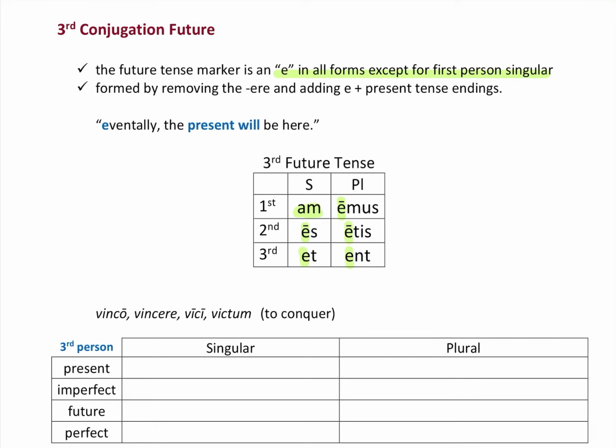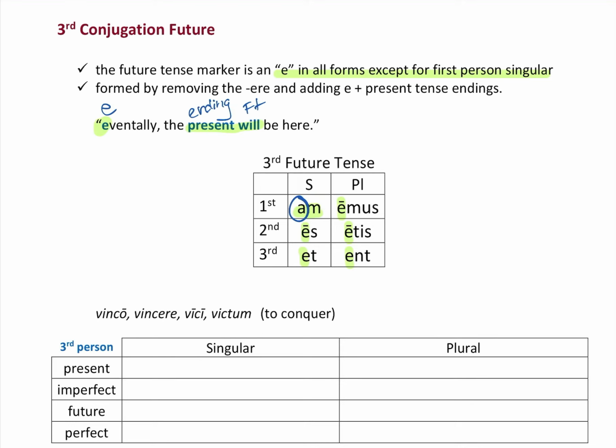And it might help you to remember how to form this tense by thinking: eventually, there's your E, the present will be here. So present meaning, reminding you it's future. These are present tense endings. And the other thing is that it's got an E. Eventually the present will be here. So you remove the entire ERE from the infinitive and add an E. And the reason we add one back in is because future tense is different, and add the present tense ending.